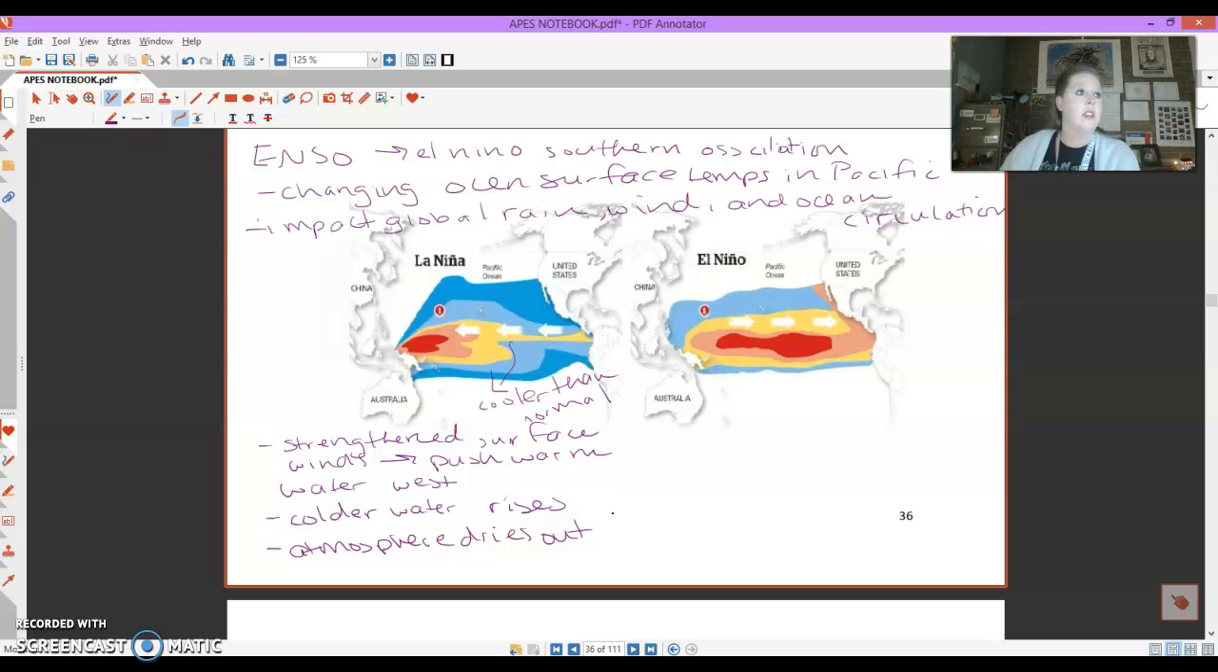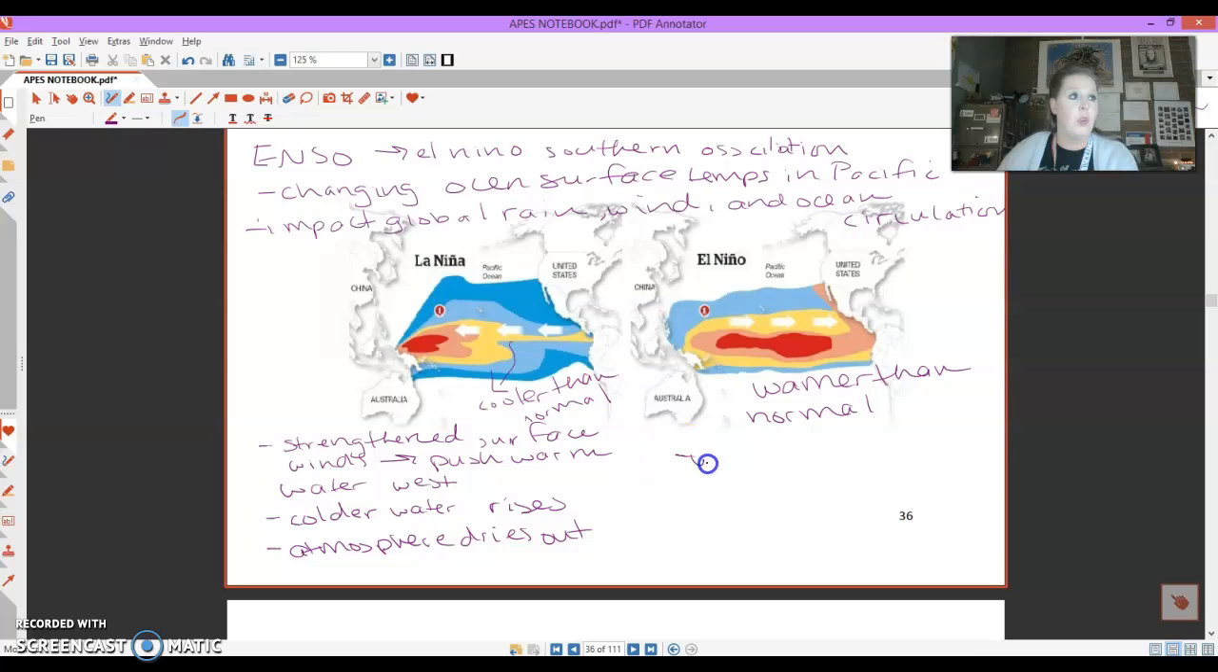Okay, so then let's look at El Nino. Last year was an El Nino event. So you can see the temperature difference between the two events. So an El Nino event is going to be warmer than normal. It's going to be warmer than normal. So it's going to be the exact opposite of a La Nina.